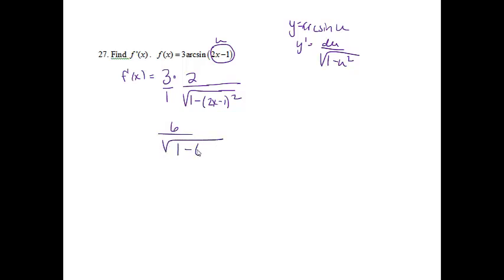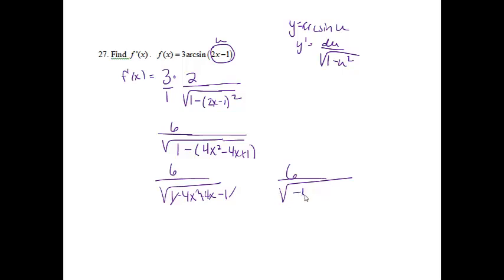1 minus, I am going to go ahead and distribute this, because if it's a multiple choice problem, we'll want to make sure we know how to do that. If you distribute 2x minus 1 squared, if you FOIL that, you're going to get 4x squared minus 4x plus 1. And then this minus sign will distribute, so I'll get 6 over the square root of 1 minus 4x squared plus 4x minus 1. And then the 1's cancel, so I'm left with 6 over the square root of negative 4x squared plus 4x. And that's probably good enough to have it match with a multiple choice.